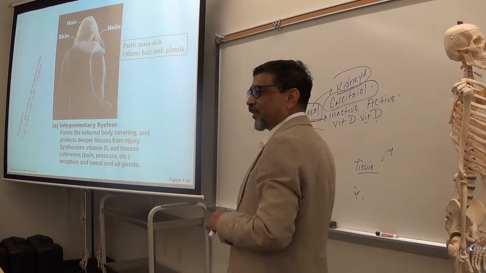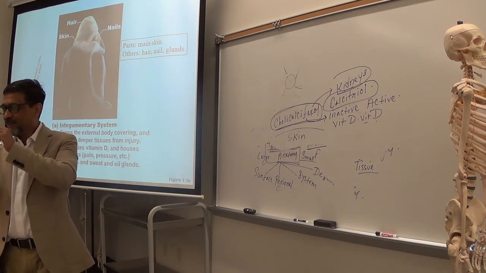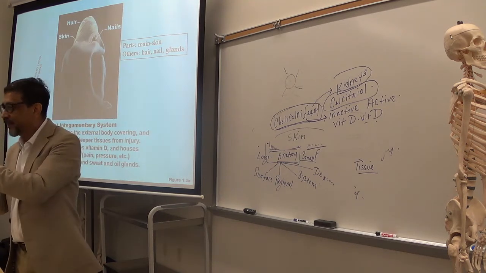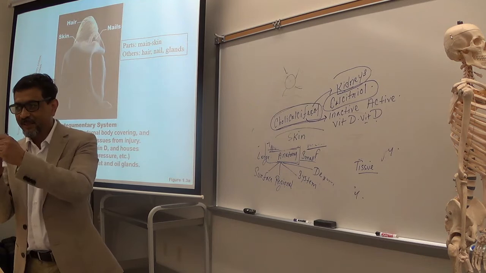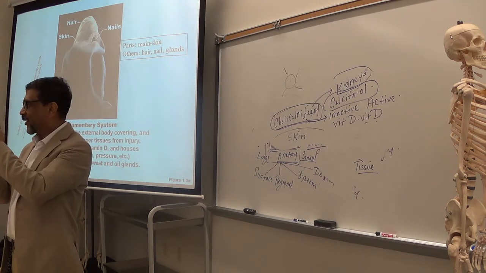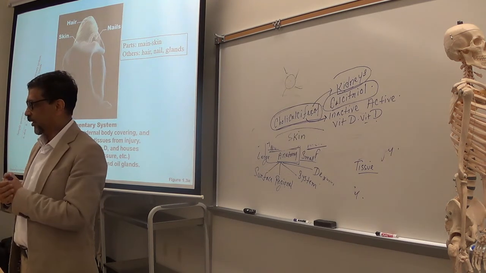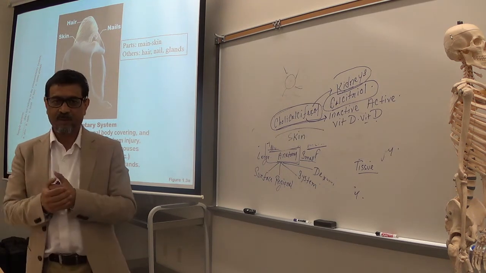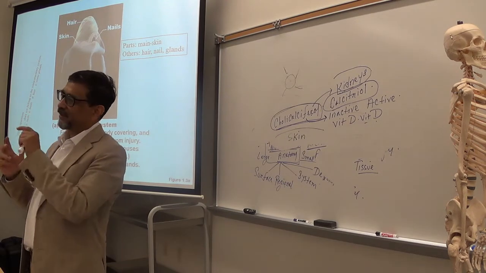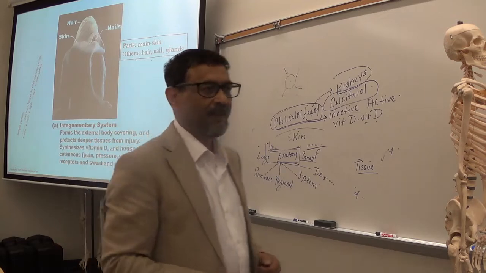Is it clear? So the important functions, I said most important, protection, right? Number 2, synthesis of what? Vitamin D. Number 3, housing the receptors. And those receptors help you to understand the change of the environment around your body or outside of the body. And the last one I said what? Regulation of body temperature, right? Through sweating. Okay, so good.